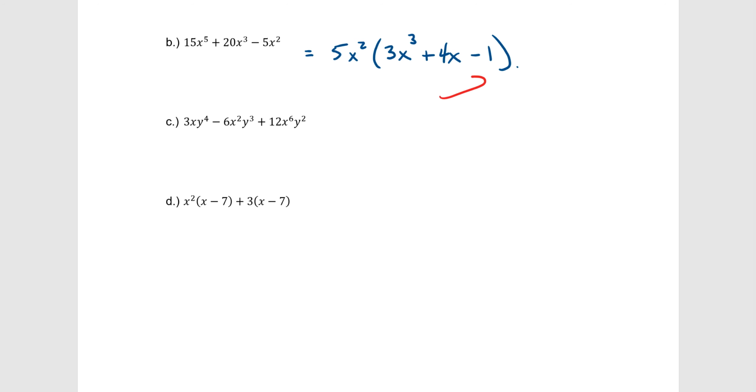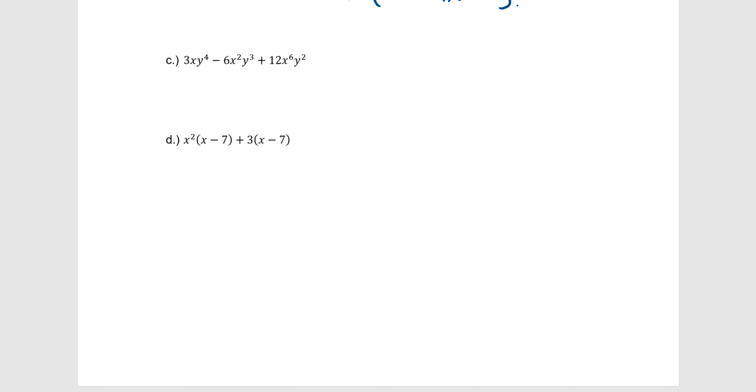That little minus 1 at the end can usually trip some people up because they might forget it. If you're dividing negative 5x squared by 5x squared, you are left with that negative 1, that minus 1 at the end. All right, next one.